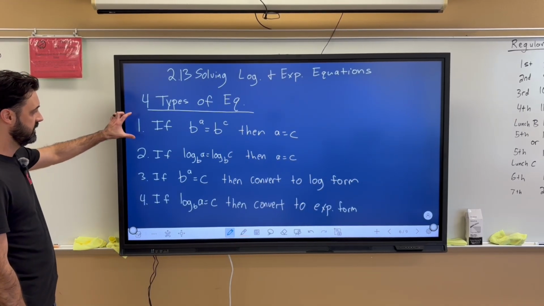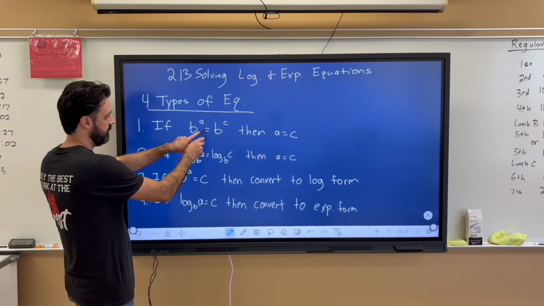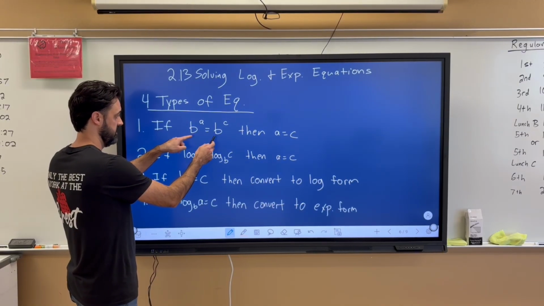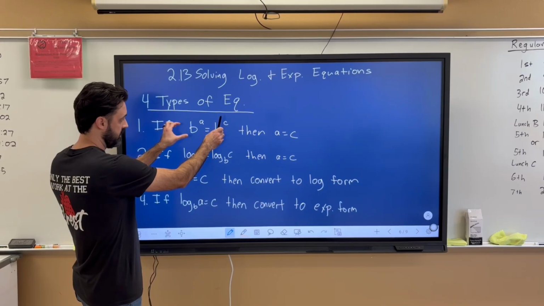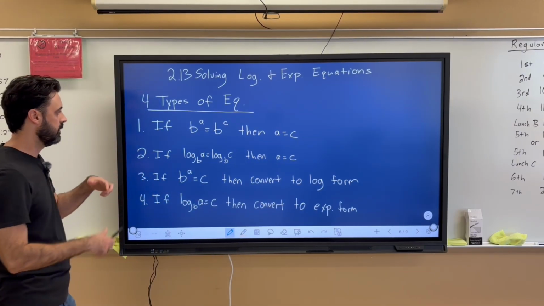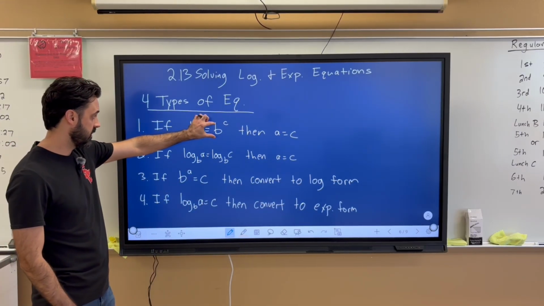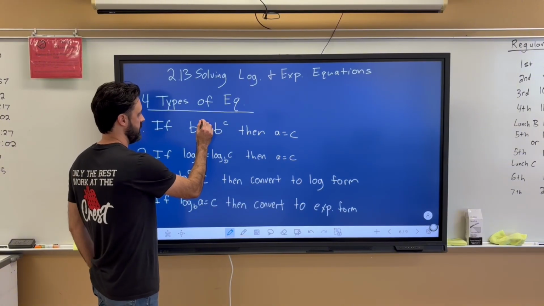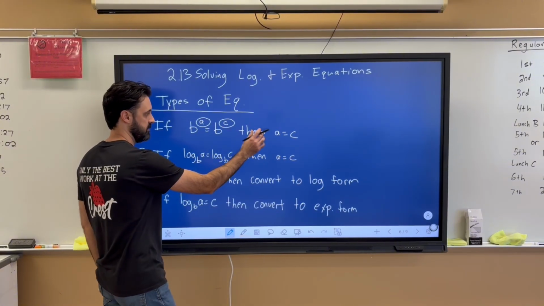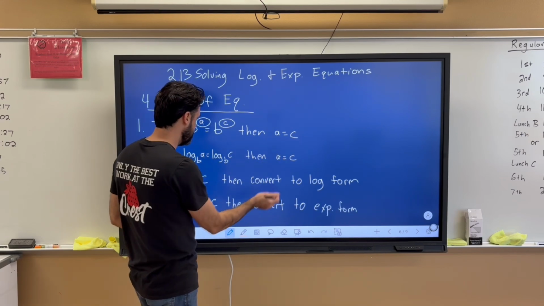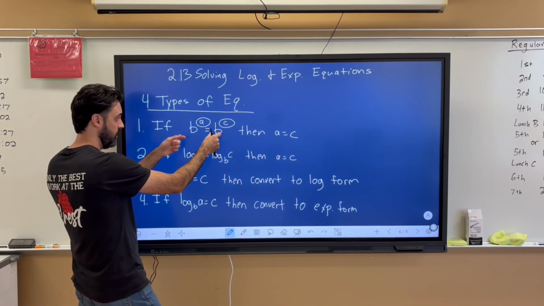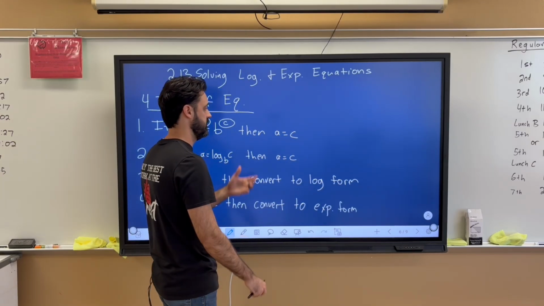So the first case says that if we have an exponential function on both sides with the same base, it could be like both bases are 2, both bases are 3, any number, but the bases are identical. For the left side of this equation to equal the right side, our exponents are going to have to be equal to each other. So if both sides are an exponent and the bases are the same, we're just going to set the exponents equal to each other and solve from there.